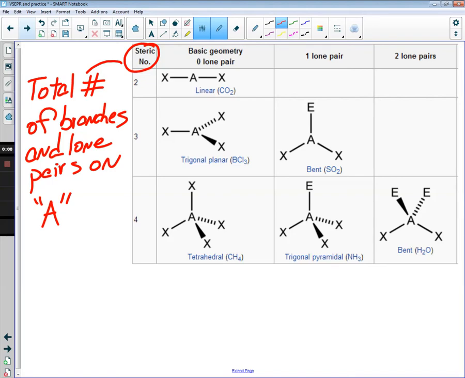In the second row right here, this central atom has 3 branches coming off of it. And this one right here has 2 branches, but it's also got this E. This E, remember, stands for an unshared pair of electrons. And then down here at the bottom, the steric number is 4, meaning that there's 4 total things, either 4 branches, 3 branches and an unshared pair, or 2 branches and 2 unshared pairs.